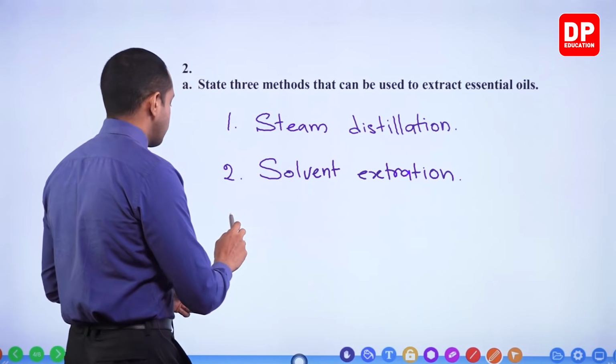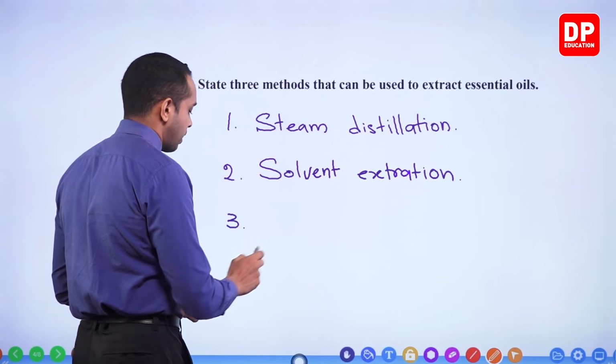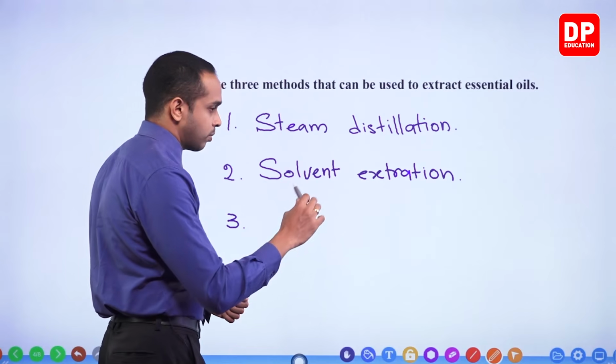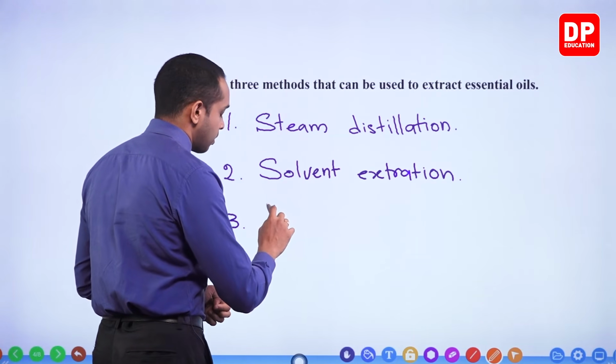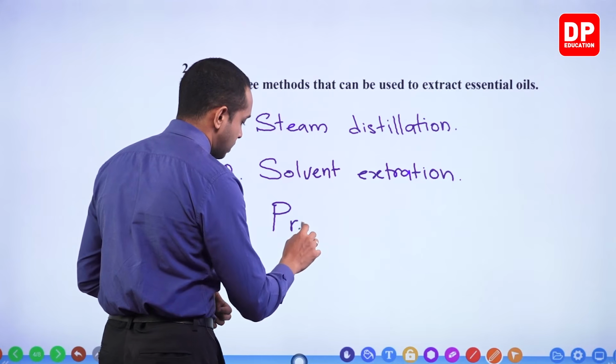Right. So apart from that, we can have another method, especially when it comes to very volatile essential oils. We can use the pressing method.